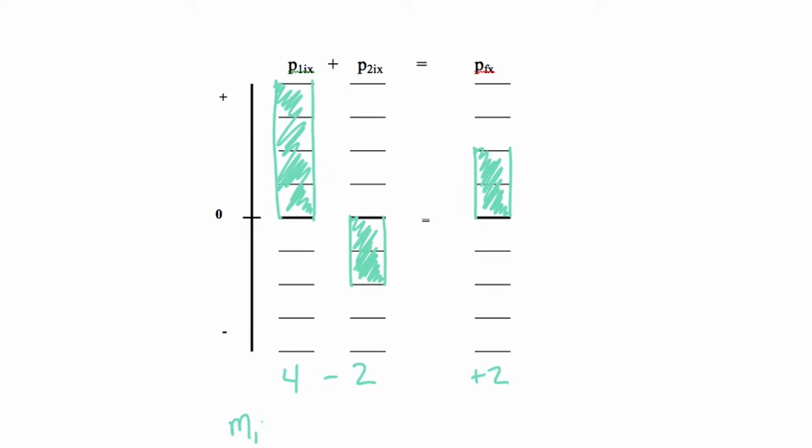So I'll have M1 V1 initial plus M2 V2 initial equals the combined mass of both carts, since they stuck together, times the final velocity. We have M1 V1 initial plus M2 V2 initial equal to the combined mass of both carts, since they stuck together, times the final velocity.